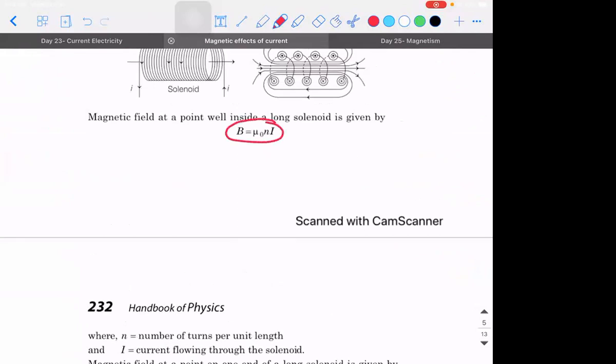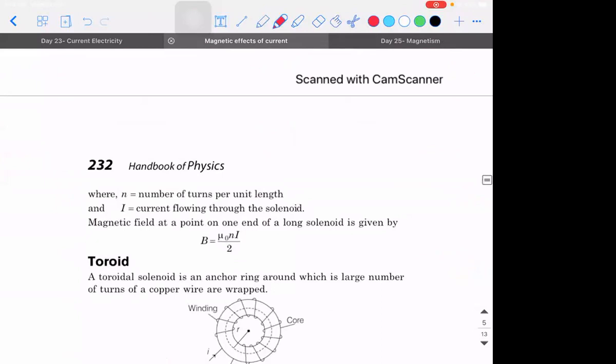So when I talk about a solenoid, it is always a long solenoid. What do we mean by long solenoid? The length is more compared to the thickness, right? So the magnetic field at any point well inside a solenoid is given by the expression mu naught into small n into I. The magnetic field at a point on one of the ends of the long solenoid is given by exactly half of the value which is present at the center.